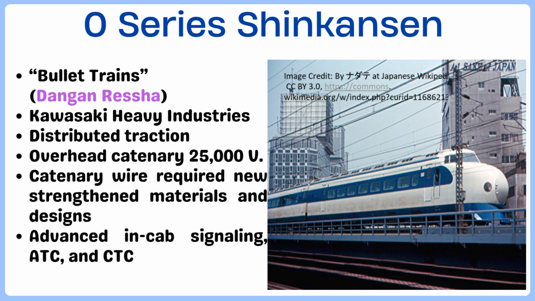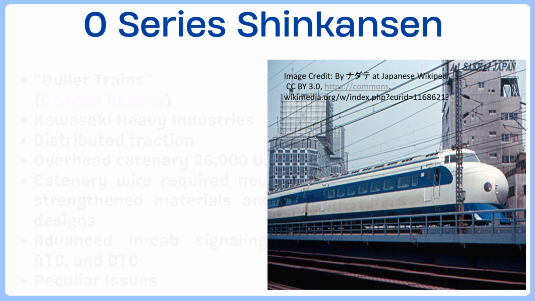Conventional trackside signaling systems were no longer of any use in securing safe operation at high speeds because Shinkansen crews could not respond quickly enough to the signal aspects. Hence, advanced in-cab signaling, automatic train control, and centralized train control have been used.